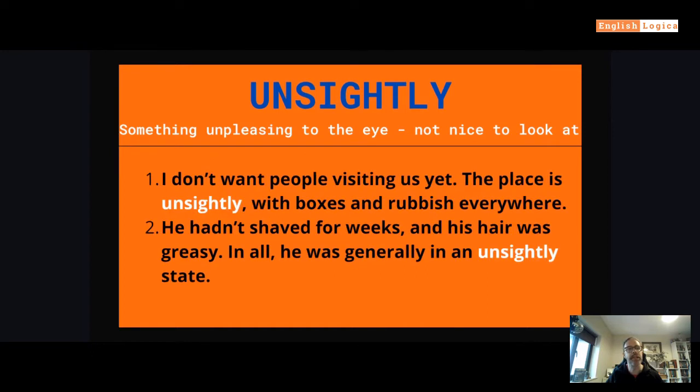Let's look at some examples then. Example number 1. I don't want people visiting us yet. The place is unsightly, with boxes and rubbish everywhere. Example 2. He hadn't shaved for weeks and his hair was greasy. In all, he was generally in an unsightly state.